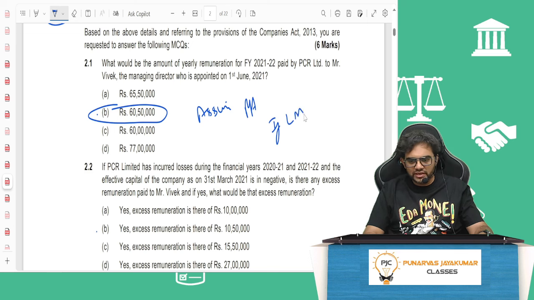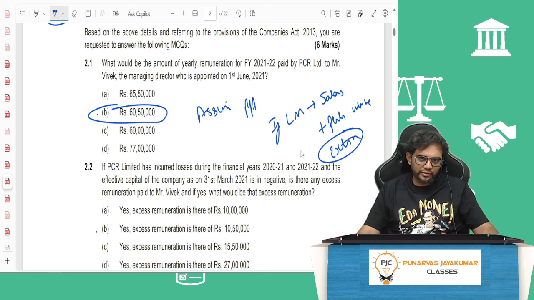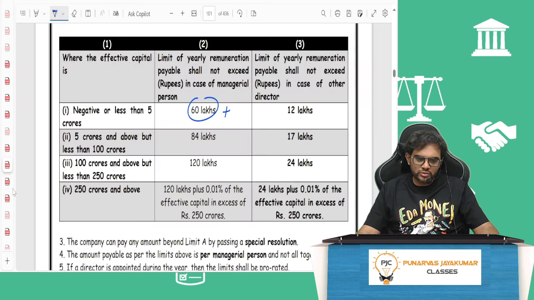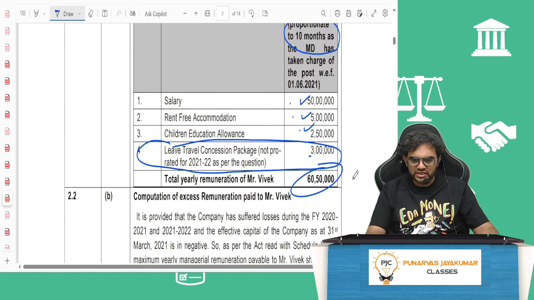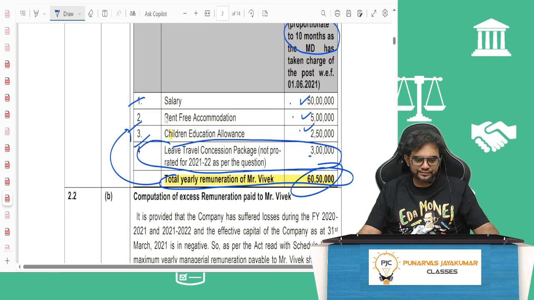If loss making company, most important to know, apart from the normal salary, the perquisites will be extra, will be computed extra. To be very honest with you, basically you will just give a remuneration like this. It will not be broken up like this. He will be getting this entire amount. It includes everything. But if it's a loss making company, then you have to show it separately. That's what they're trying to tell.